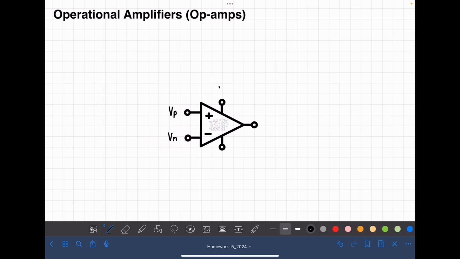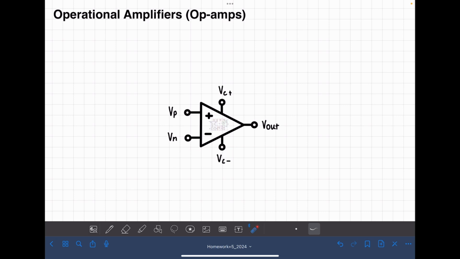The next two are VC plus and VC minus. These are our power supplies for the op amp, our supply terminals. These are what give the op amp the power it needs to manipulate our inputs here. And finally, we have our output, V out. This is the output of the op amp. Whenever it's done manipulating the inputs, it goes to the output terminal.